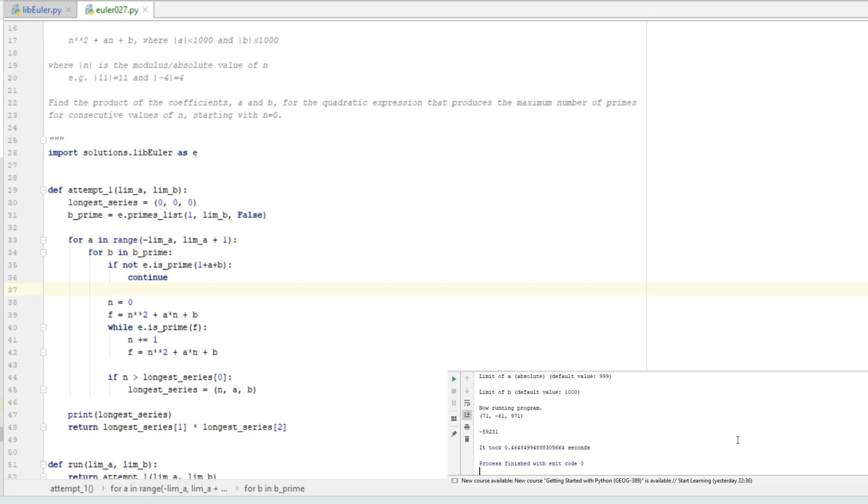So that's it for problem number 27. As said, you can find the source code for this and for the glib Euler over at my GitHub, and I will see you again next time for problem 28.